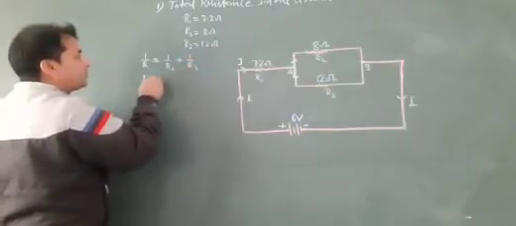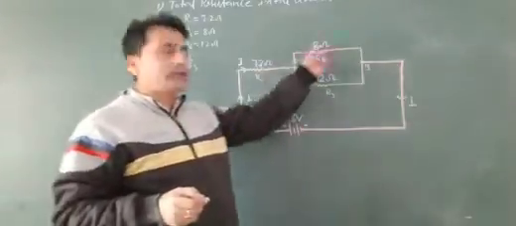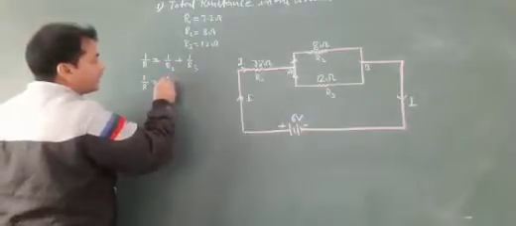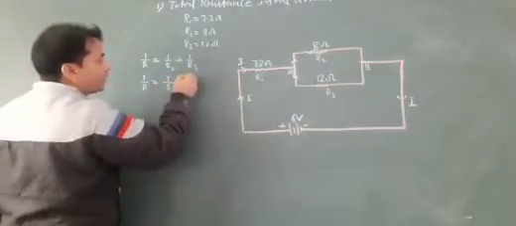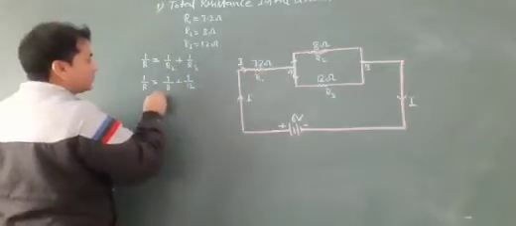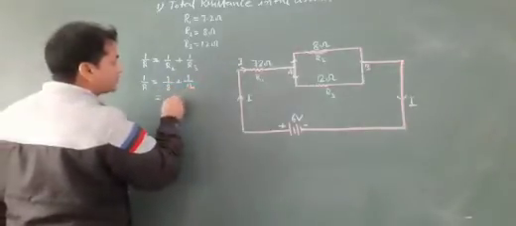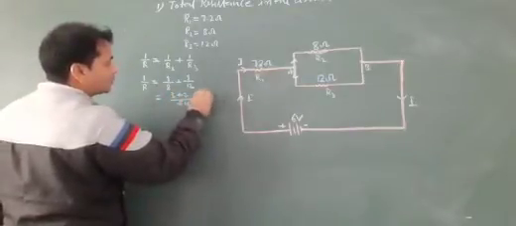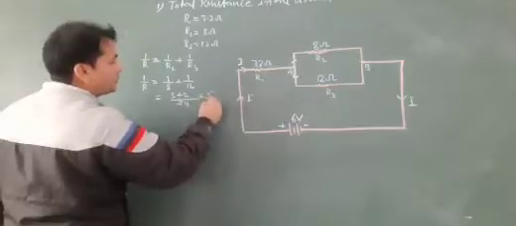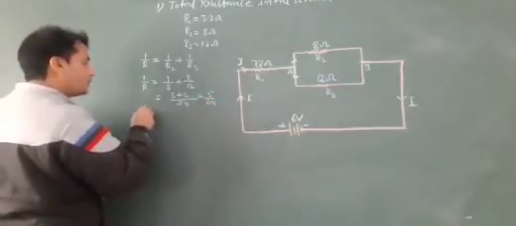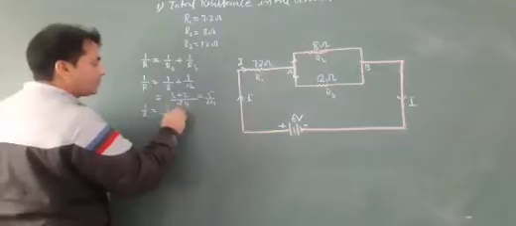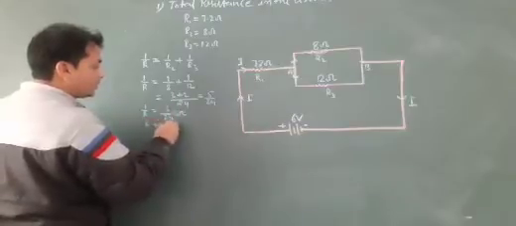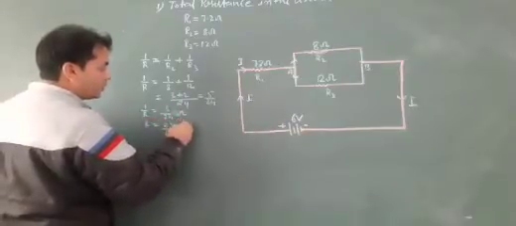Then 1 by R equals, the value of R2 is given here as 8 ohms, 1 by 8 plus 1 by 12. Here the LCM of 8 and 12 is 24, then 3 plus 2, that is 5 by 24. Then 1 by R equals 5 by 24 ohm, then R equals 24 by 5 ohm.